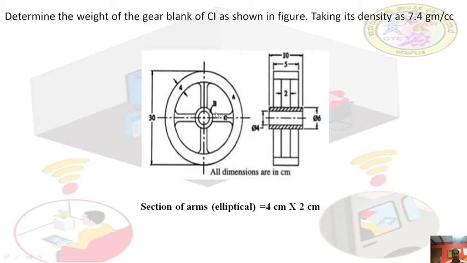Now we have another bush, or hollow cylinder, of outer dia 6 and inner dia 4, and the length of the cylinder is 10 centimeter, and this hollow cylinder length is 5 centimeter. After that we have 4 ribs here. The section of the arm is elliptical. If you take the section here, it is an ellipse, not a circular one. The section is given by 4 into 2 centimeter. 4 is the major dia and 2 is the minor dia.